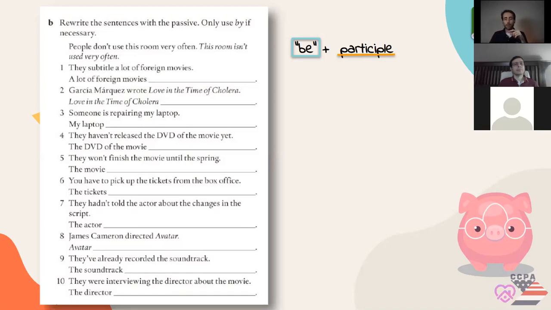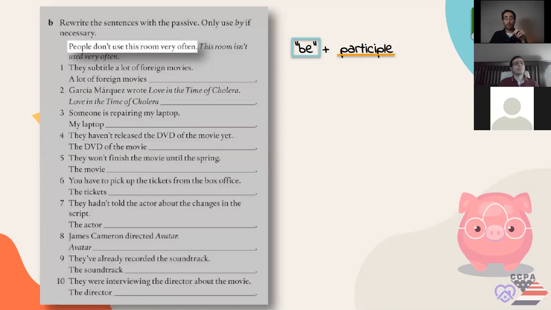Basically, what we're supposed to do here is rewrite the sentences from the active to the passive, okay? It says only use by if it's necessary. If we consider it's not important, we don't use by. Let's look at our active example. It says, people don't use this room very often, okay? The passive version, this room isn't used very often.